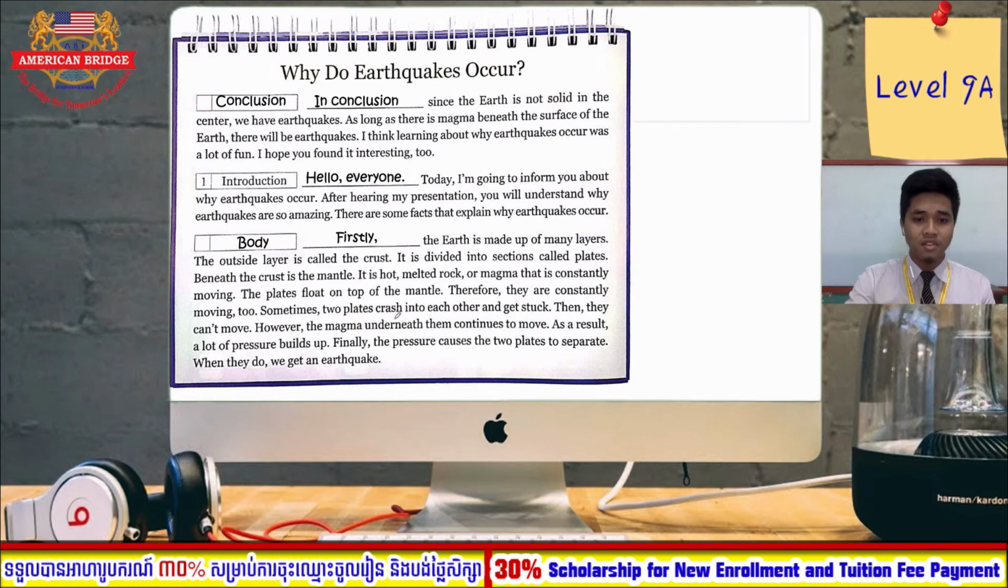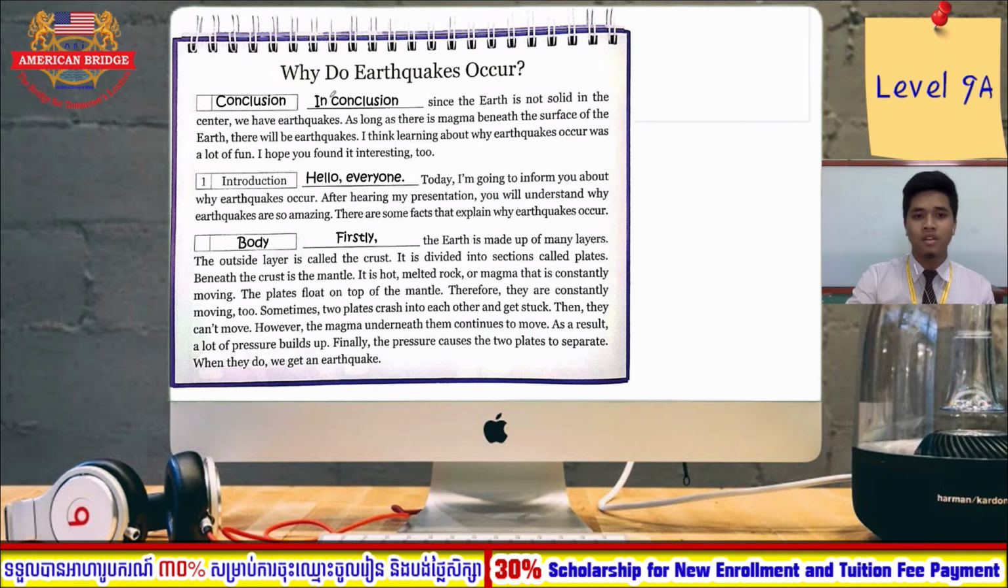Sometimes two plates crash into each other and get stuck. Then they can't move. However, the magma underneath them continues to move. As a result, a lot of pressure builds up. Finally, the pressure causes the two plates to separate. When they do, we get an earthquake. So this is the general idea of the body paragraph.